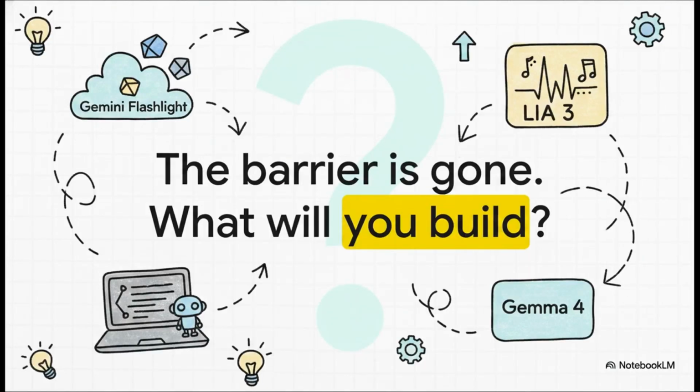So let's bring it all together. From the impossibly cheap, lightning-fast intelligence of Gemini Flashlight up in the cloud, to the dynamic music generation of Lia 3, all the way down to those autonomous coding agents running directly on your laptop with Gemma 4. The tech stack itself is no longer the bottleneck. These native models are absorbing all the friction that used to slow us down. So the only question left for you is this. The barrier is officially gone. What are you going to build?